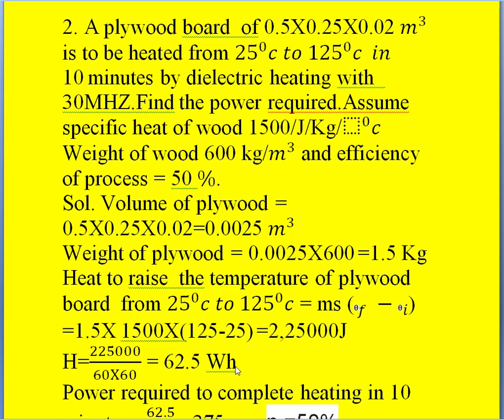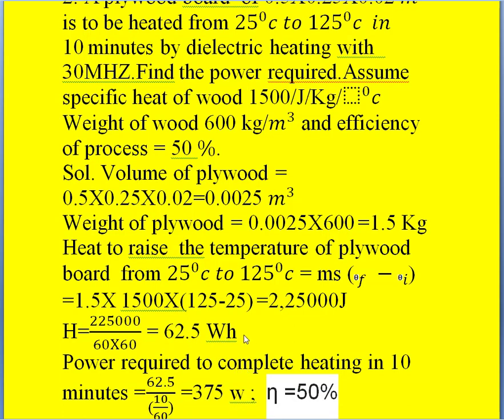Then we want to get this joules in the form of watt hours. So you divide this heat by 3600, that is 60 into 60. Then we get 62.5 watt hours. What we want is only the power required to complete the heating in 10 minutes, whereas what we know here is heat in watt hours. So we have to divide this with the time.